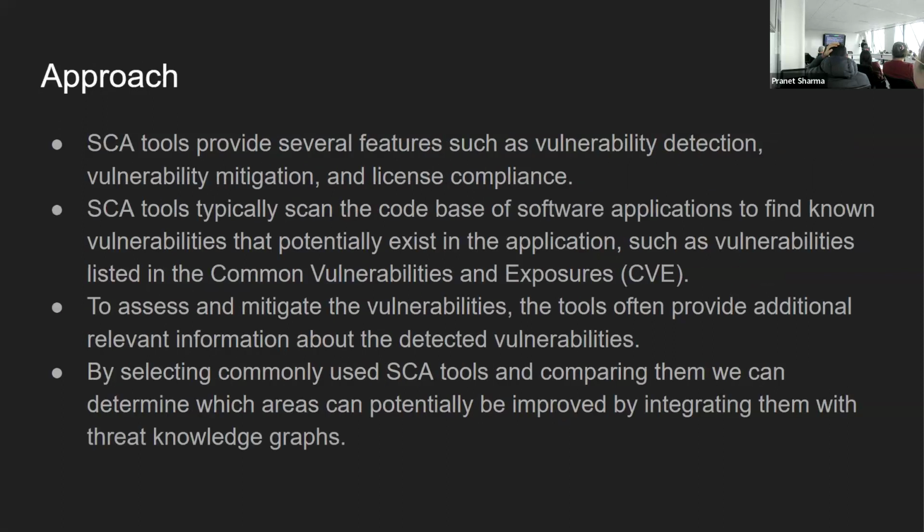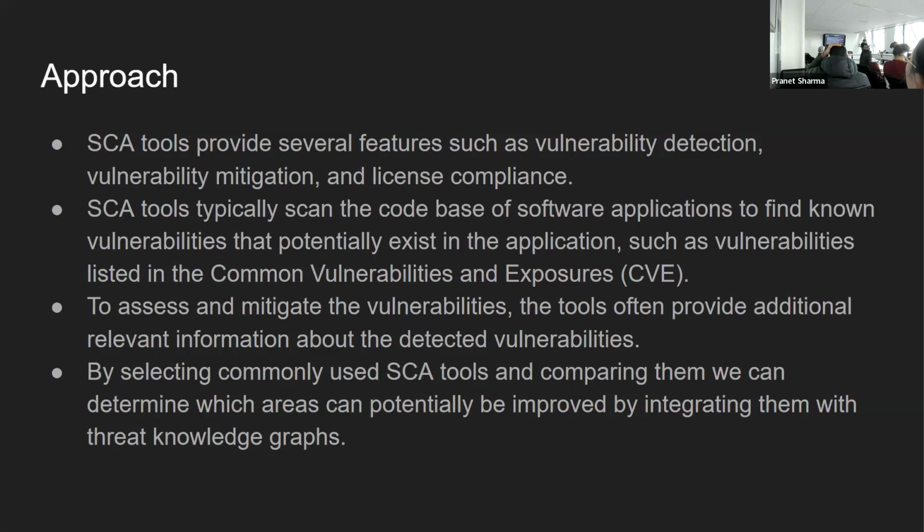Now, software composition analysis is a security process that automates open source component management. SCA tools can provide several features. Some of the tools that were part of our analysis provide things such as vulnerability detection, vulnerability mitigation, and license compliance. They will typically scan the code and show the existing vulnerabilities, listed as Common Vulnerabilities and Exposures, CVEs. People who are familiar with the way the NVD, the National Vulnerability Database, works will know that CVEs are kind of the way we talk about vulnerabilities. To assess and mitigate these vulnerabilities, these tools can often provide additional information.